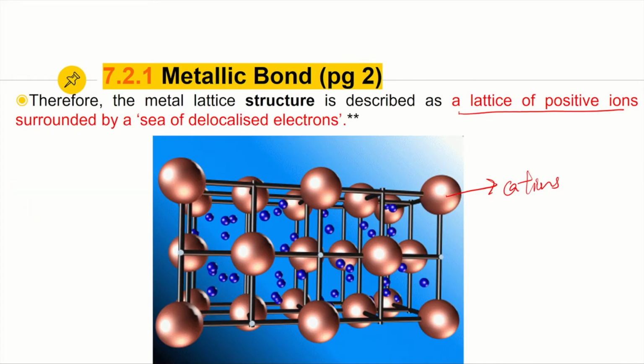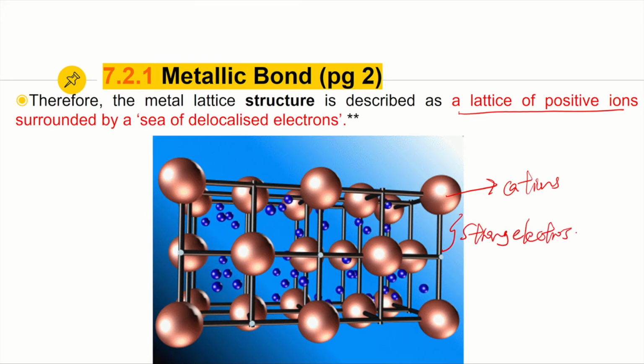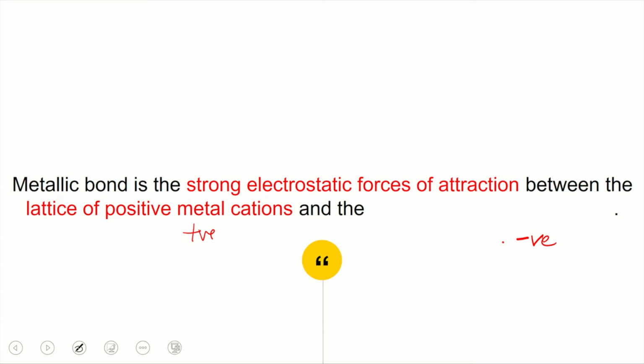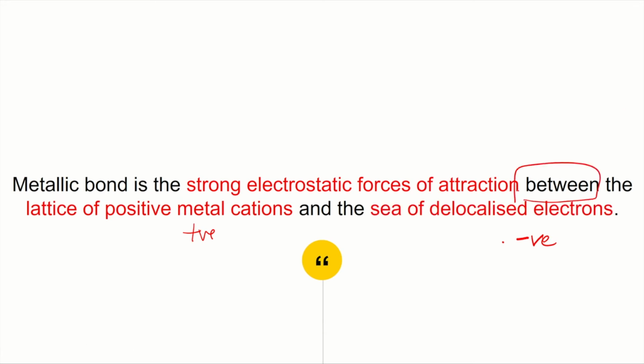Go back to the previous slide. You see that I have my lattice of positive ions, the orange balls, and they are held in position. These positive ions are held in position because of the strong electrostatic forces of attraction between the lattice of positive ions and the sea of delocalized electrons. Strong electrostatic forces of attraction between these two. Must always mention the word between.